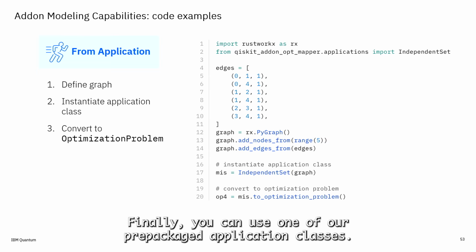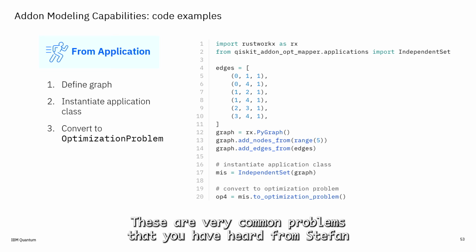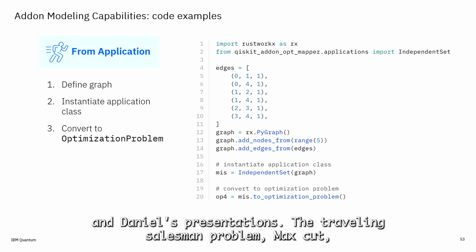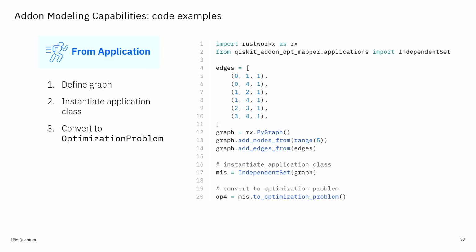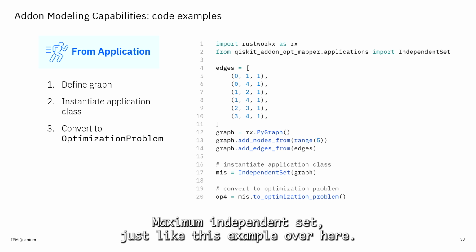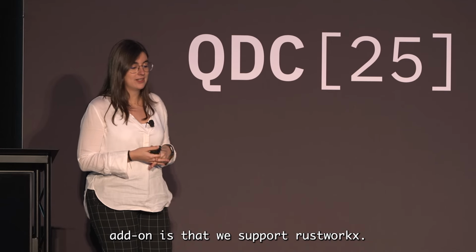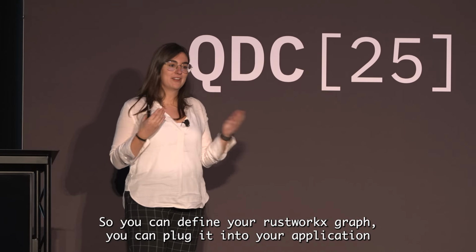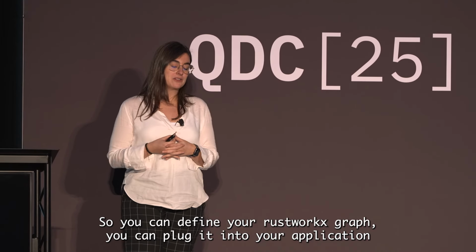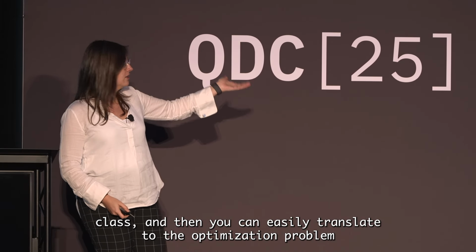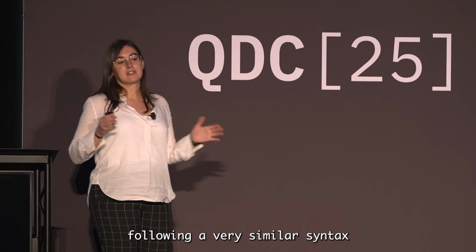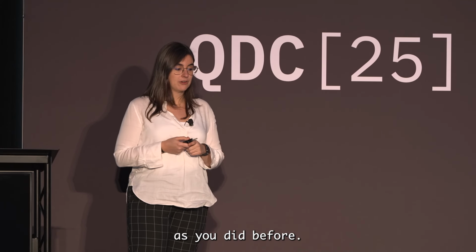Finally, you can use one of our pre-packaged application classes. These are very common problems that you have heard throughout Stefan and Daniel's presentations: the traveling salesman problem, max cut, maximum independent set, just like this example over here. One neat addition we also have in the new add-on is that we support RustWorkX. So you can define your RustWorkX graph, plug it into your application class, and then you can easily translate to the optimization problem following a very similar syntax as you did before.